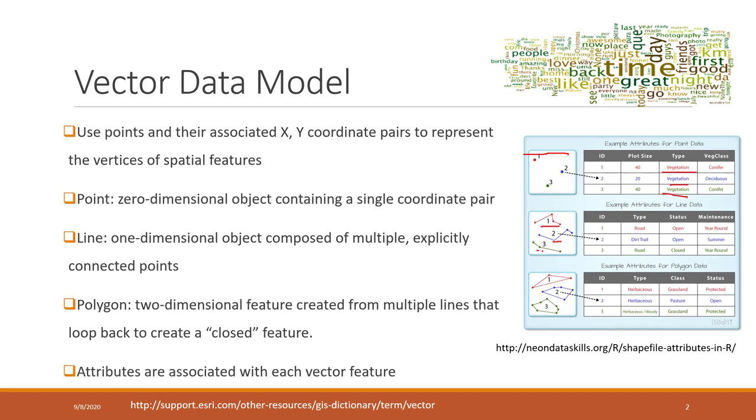Lines or polylines, those non-spatial information. So those are a set of points. And polygons are also a set of points, but they are closed features. Okay, so they are closed features. So the points will loop back, and you can also have those non-spatial information, like type, status, if you're representing the land.